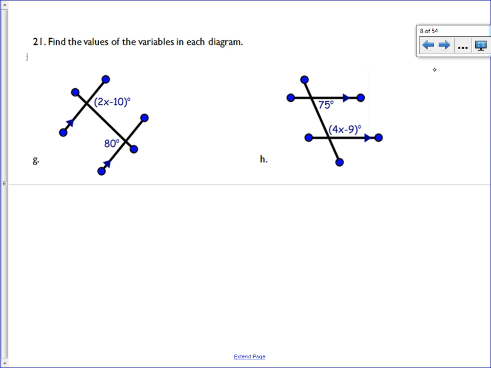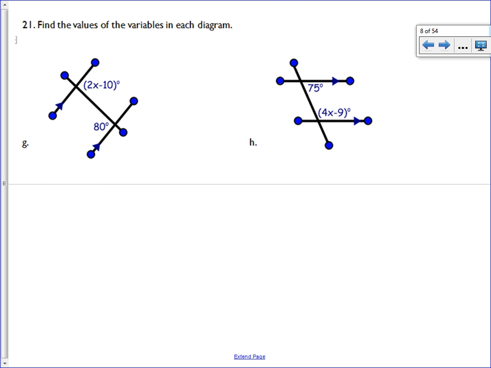Okay, so here's 21 G and H. It's true about the two angles, the expressions that we have for 21G, they're congruent to each other. And why are they congruent to each other? Well, they're on alternate or opposite sides of the transversal, and they're inside or in the interior of the parallel lines. So they're alternate interior angles.